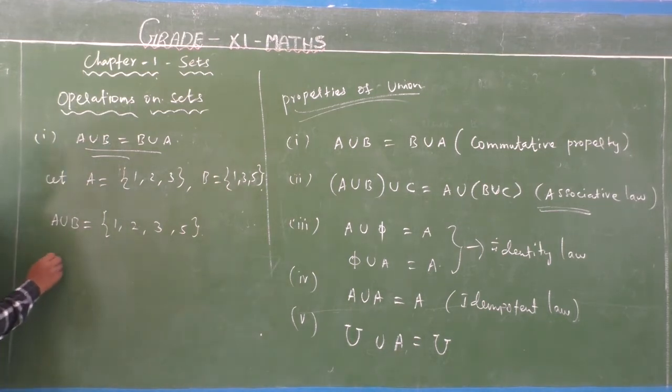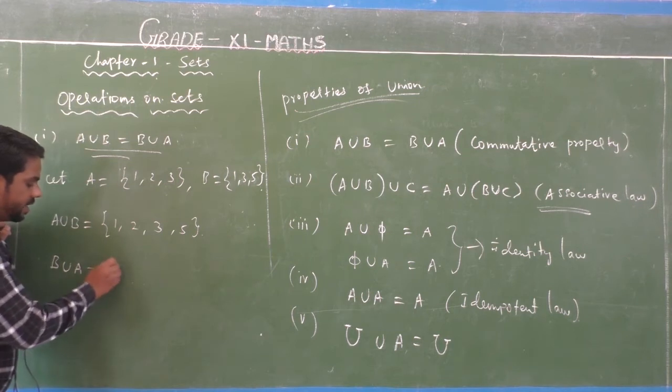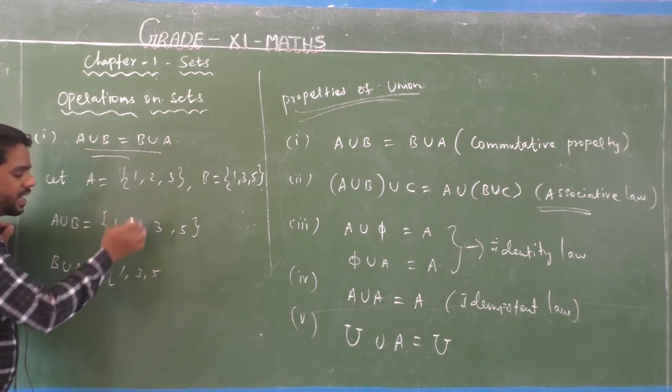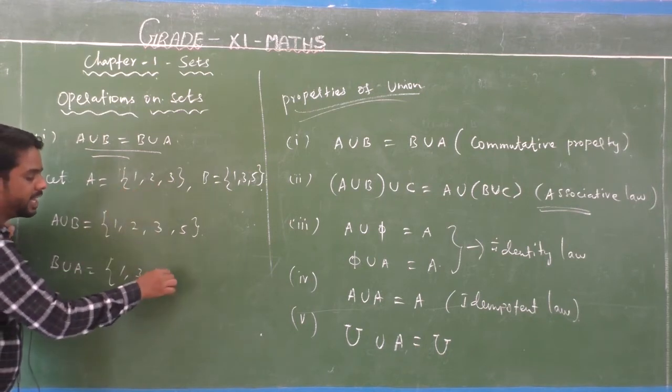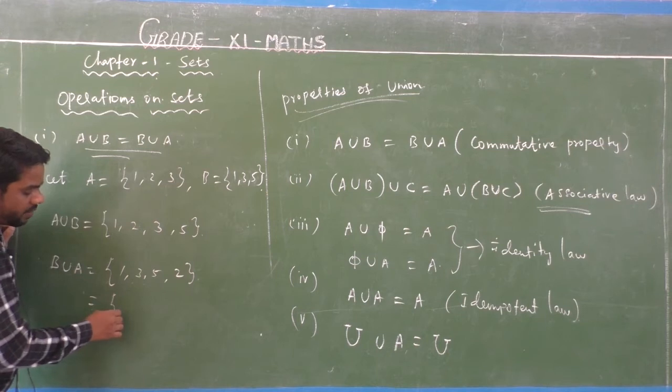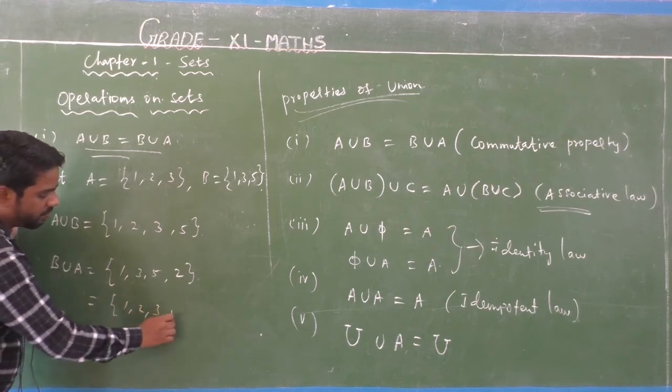And B union A. Listen. First B, 1, 3, 5, union A. Here 1 and 3 are common elements, remaining element 2. So order wise, elements 1, 2, 3, 5.